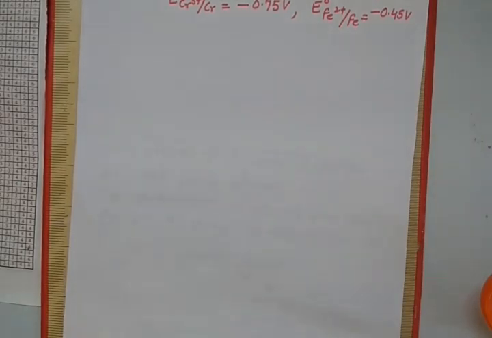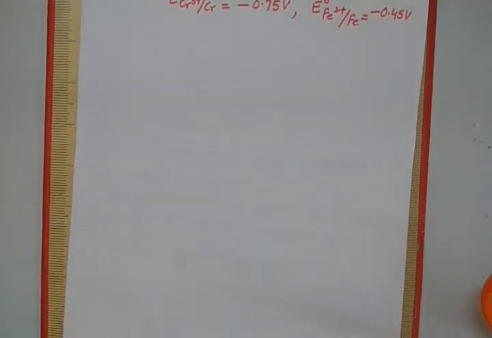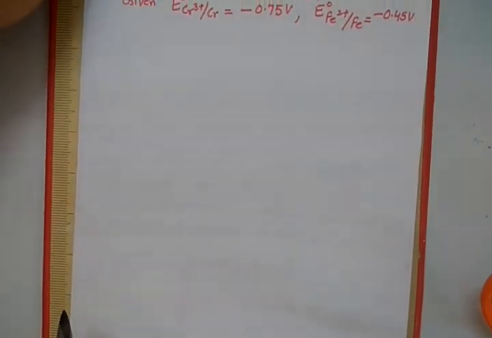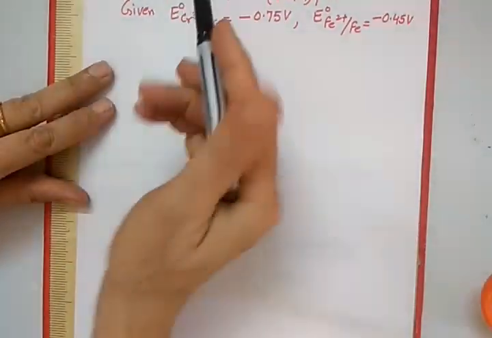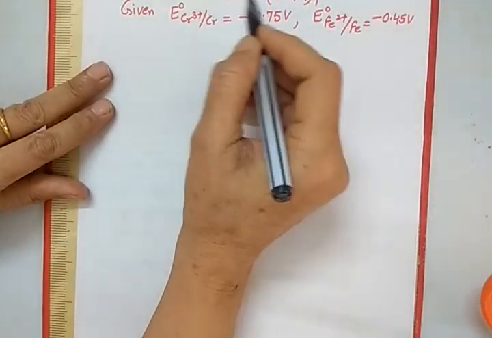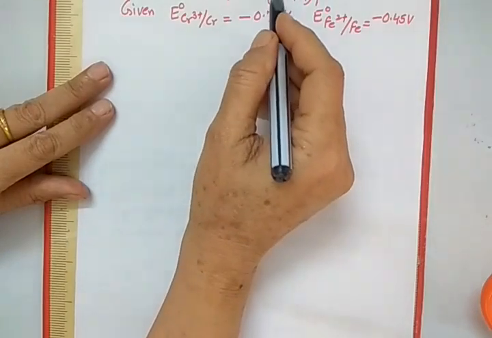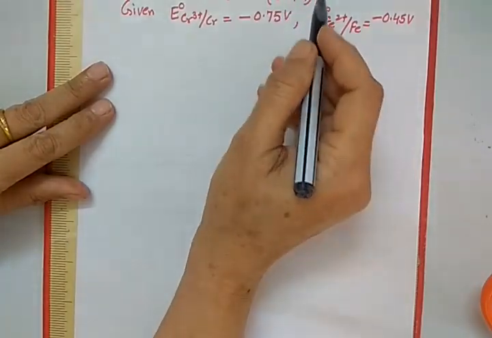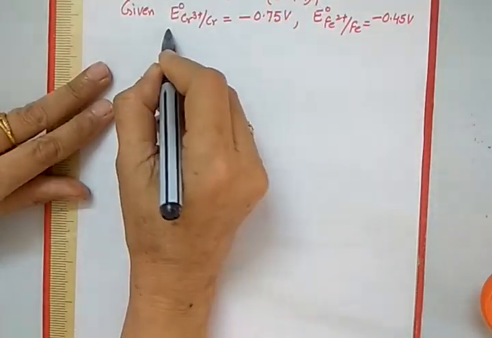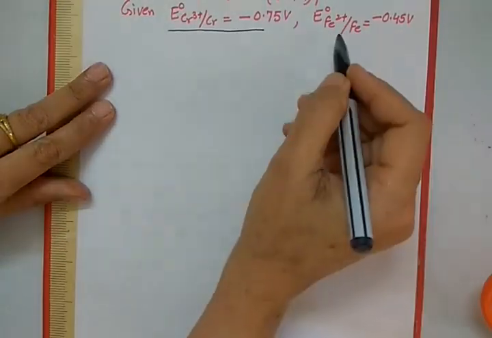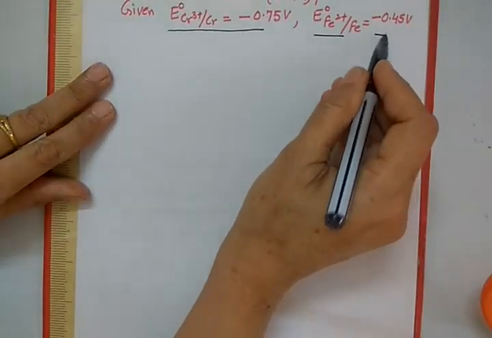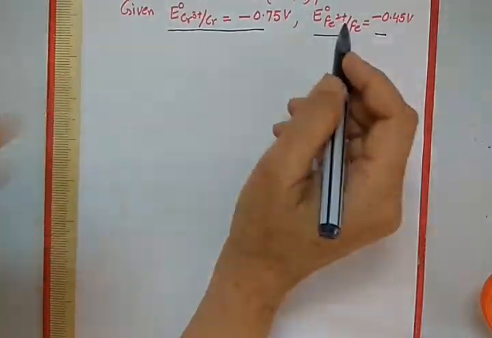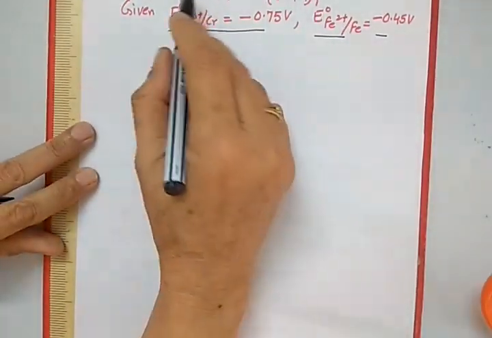Calculate the EMF of the cell: Cr | Cr3+ (0.1 M) || Fe2+ (0.01 M) | Fe. This is the standard reduction potential of chromium, and this is the standard reduction potential of iron. Clear? So this is the cell.